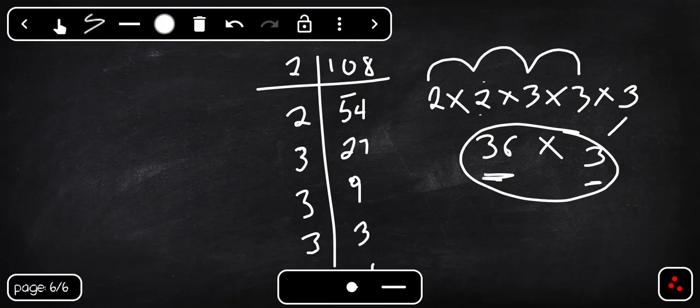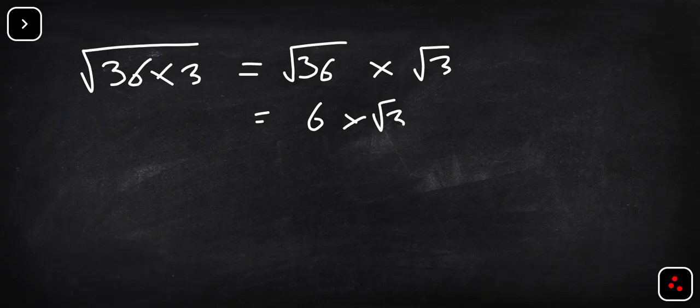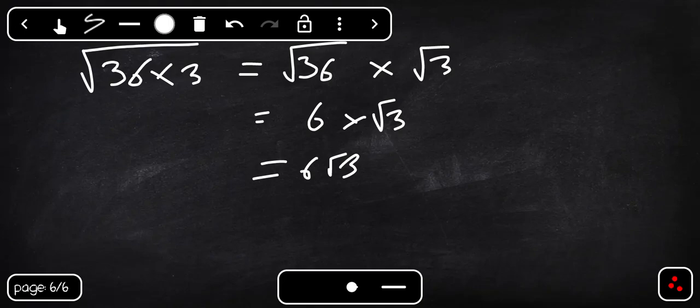If we have to simplify root 108, we can just use that 36 times 3. Then we can change it to root 36 times root 3, and this will be 6 times root 3, and this will be 6 root 3. This is supposed to be shorter, but it depends on how good you are with prime factorization. Now let's try another one.